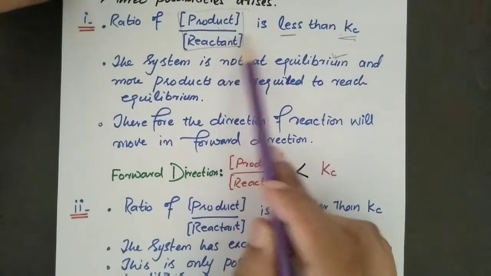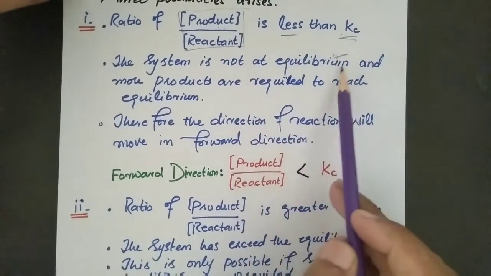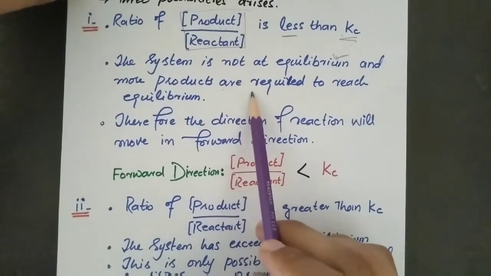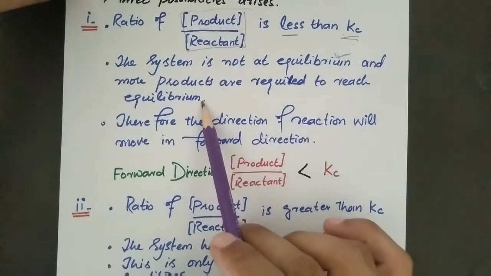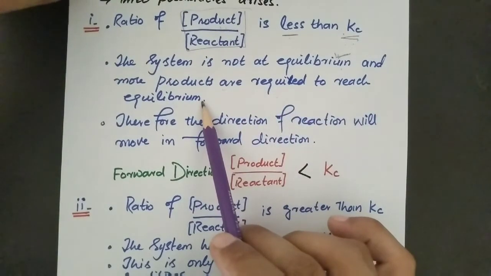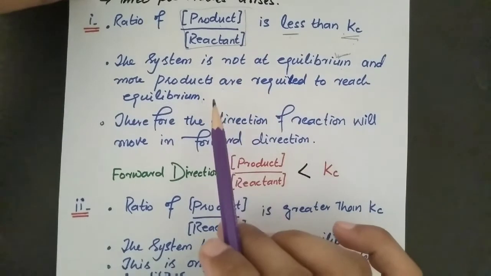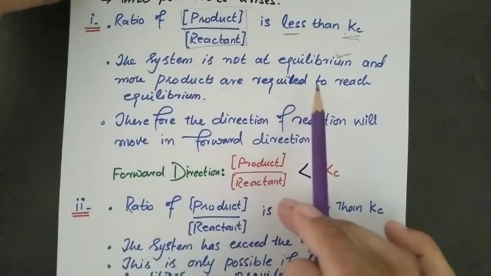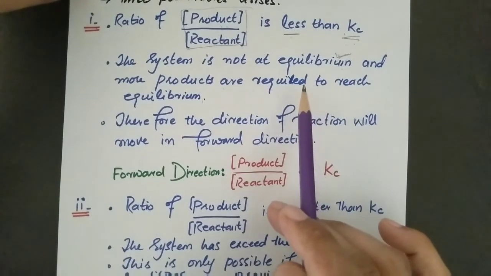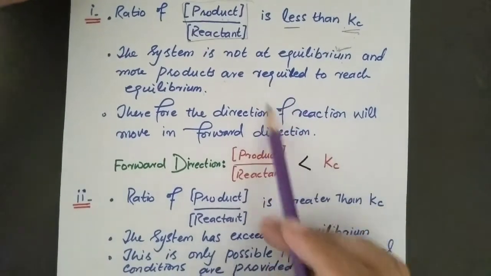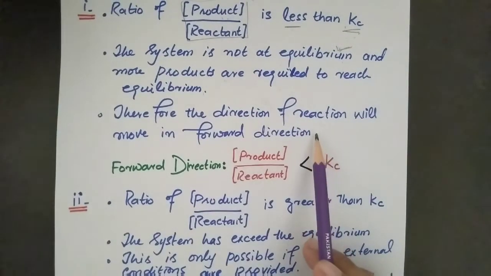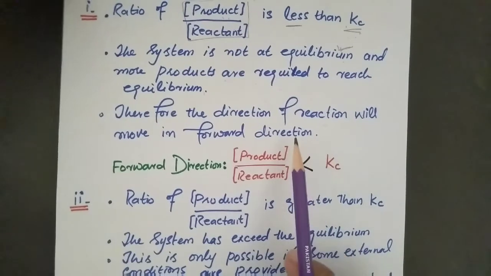In this case, the ratio value is less than the Kc value, which tells us that the system is not at equilibrium, and more products are required to reach equilibrium. It means the equilibrium mixture is short of product, so it has to move in the forward direction in order to make more product. Therefore, the direction of the reaction will be forward.